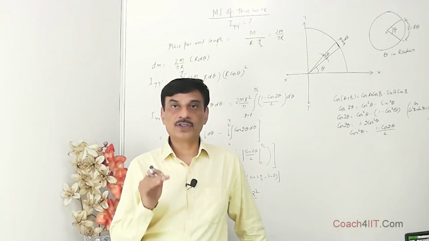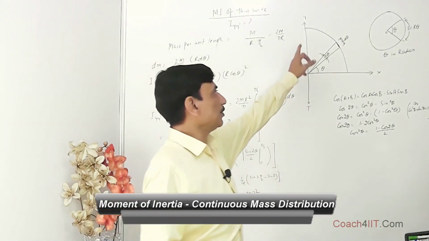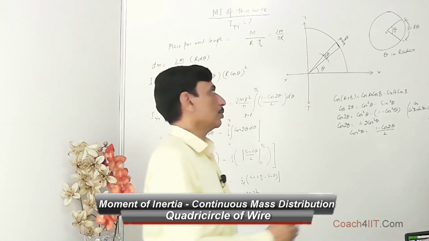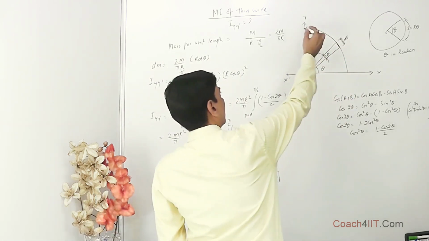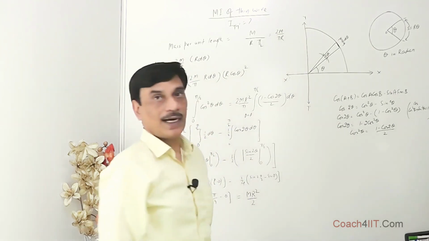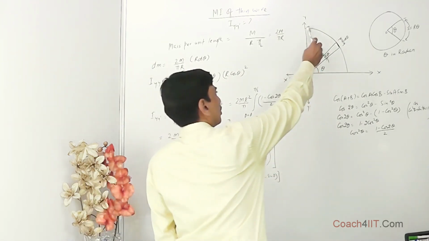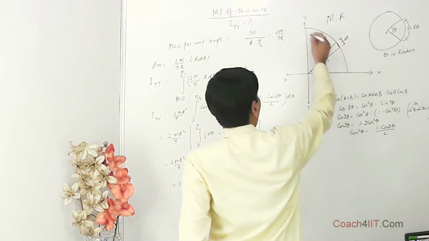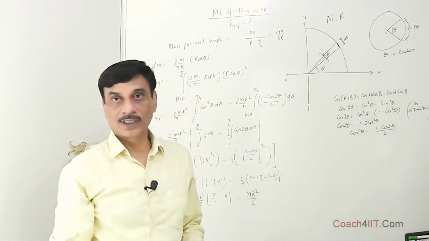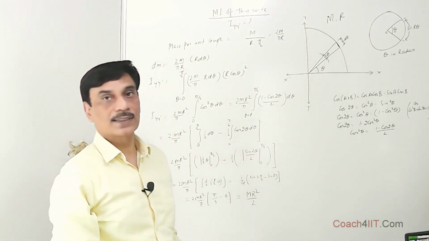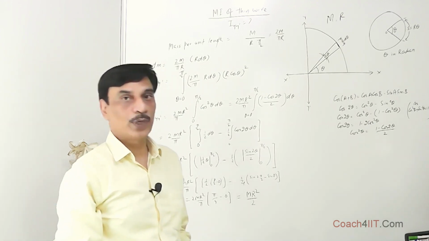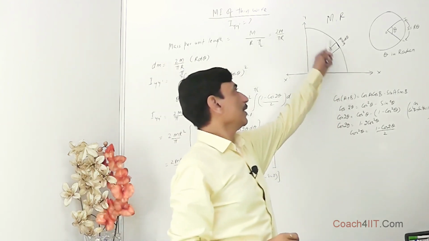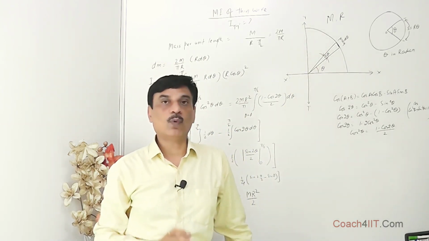We want the moment of inertia of a thin wire arranged in the first quadrant in the form of a quarter circle. Instead of a whole circle of wire, we have a quarter circle of thin wire with mass m and radius r. We are interested in finding its moment of inertia about the y' axis.